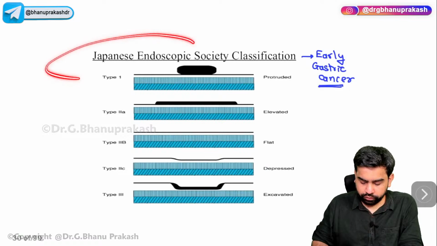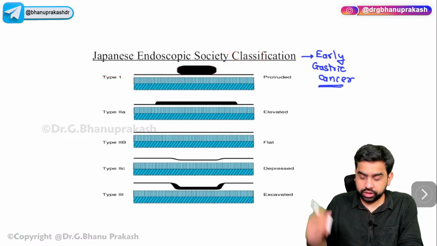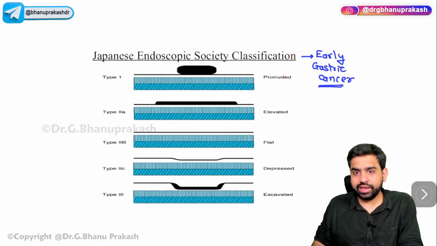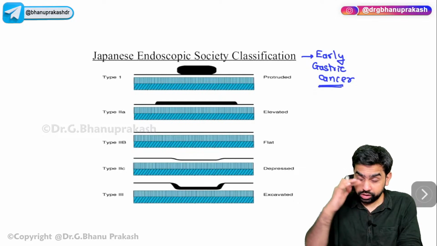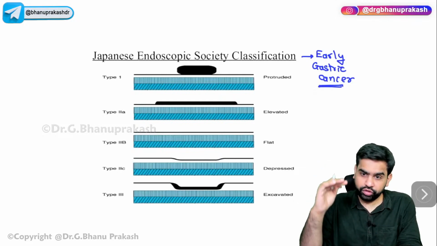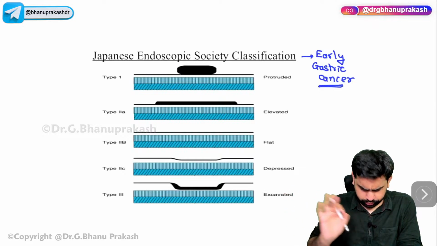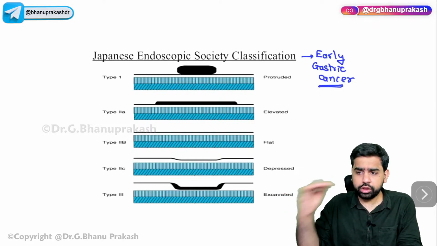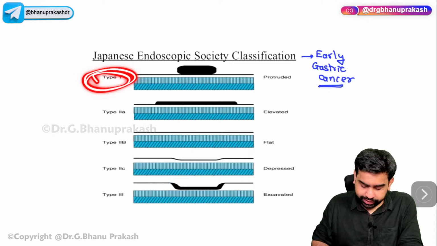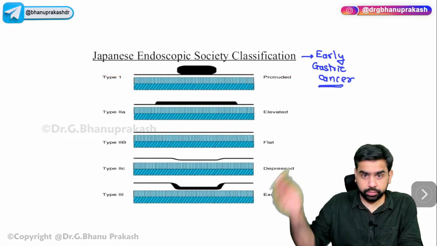The other classification which we have is the Japanese classification. This Japanese classification is for the early gastric cancer. So here what you need to understand is that this involves only the superficial layers of the gastric wall. Okay, only the superficial layers are involved. So what is type 1? Type 1 is protuberant, that's fine.